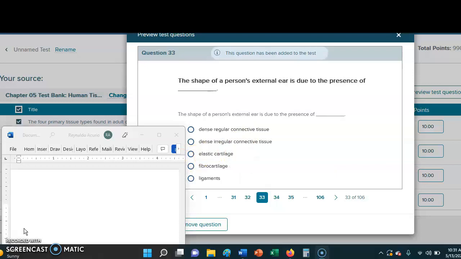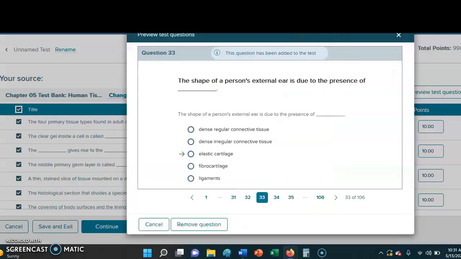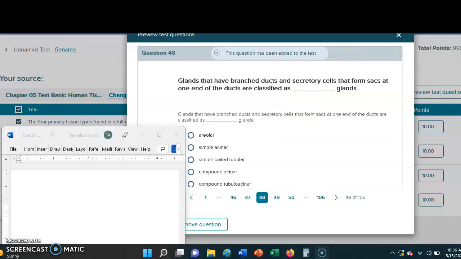Next question. The shape of a person's external ear is due to the presence of. Okay, so let's wait 5 seconds. Okay, we have dense regular connective tissue, elastic cartilage, fibrocartilage. Let's take a look at the figure. And right here we have elastic cartilage. And you have the ears as an example. So we have elastic cartilage as the answer. Going back to the question, that's what we have right there. Next question.